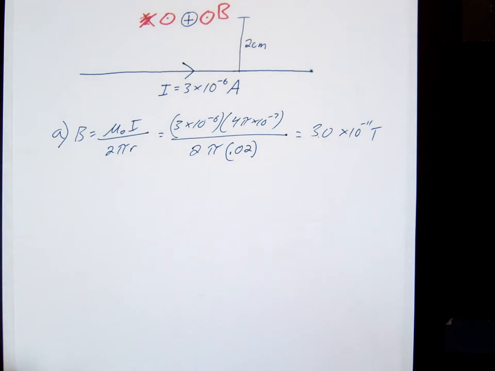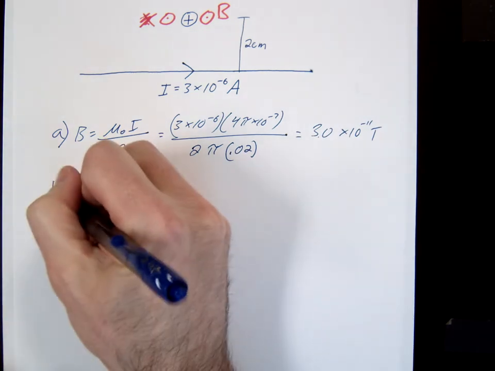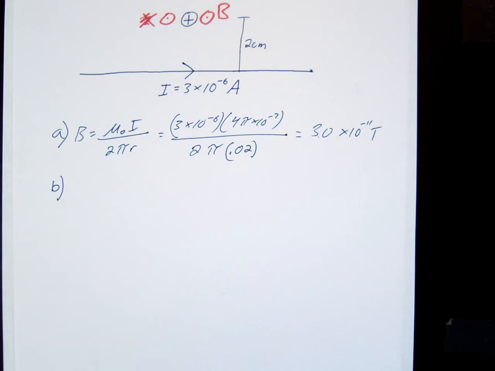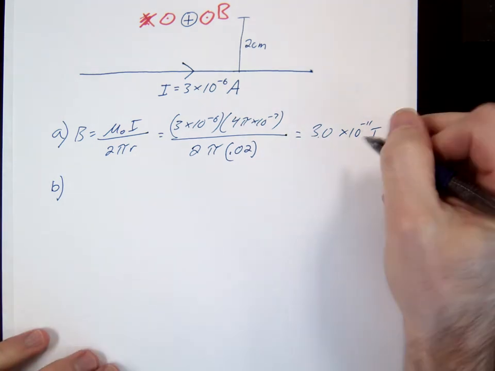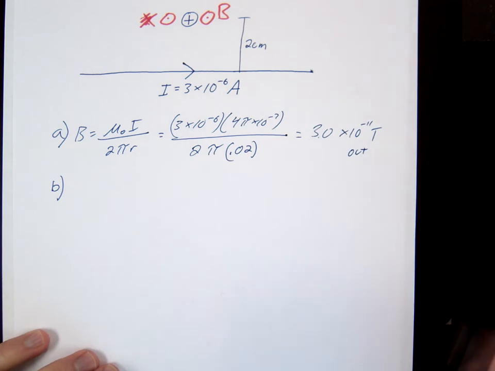3.0? Okay, is that confirmed? So that would be the magnitude of the B field at that location, okay? And the direction would be, what do we say? Out. So use your right hand rule.